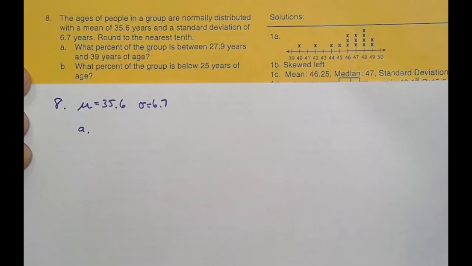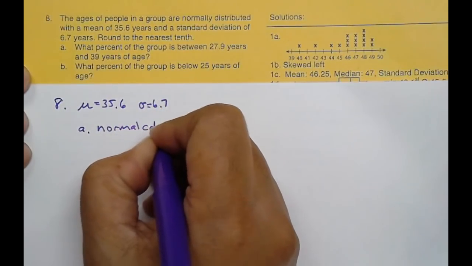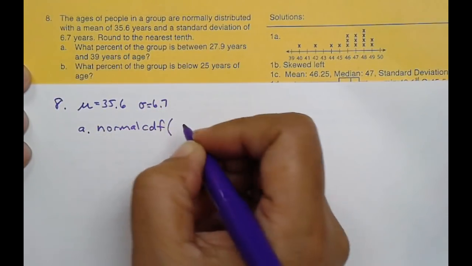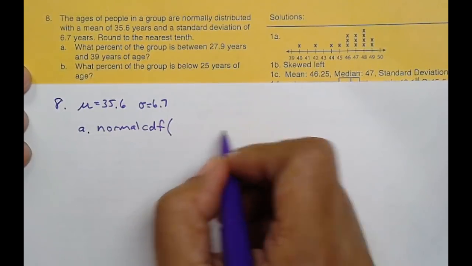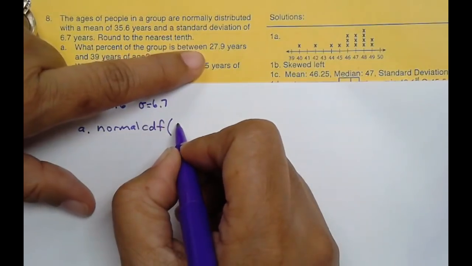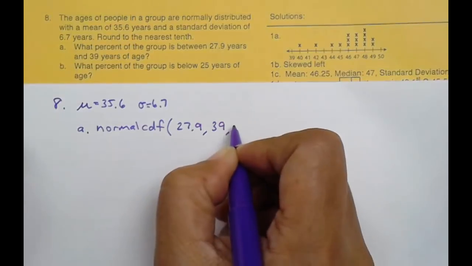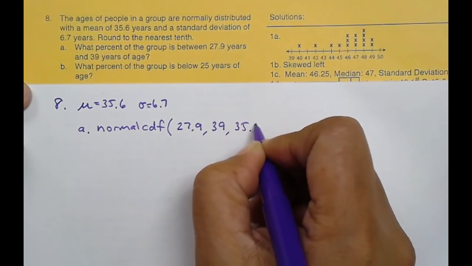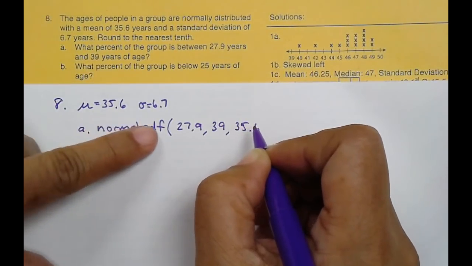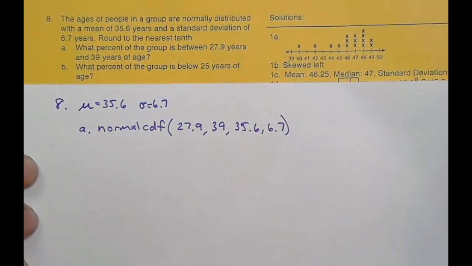So what I'm going to go ahead and do is put this into the calculator using normal CDF. And keep in mind that the order is lower, upper, mean, standard deviation. So since this is in between, our lower is 27.9, our upper is 39, our mean is 35.6, and our standard deviation is 6.7. So that's what I'm going to be putting into the calculator, and it should tell me the value for it.